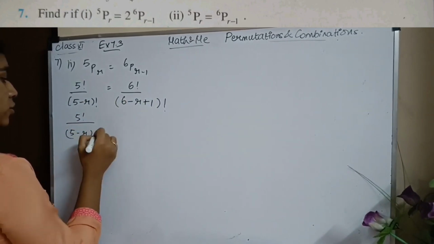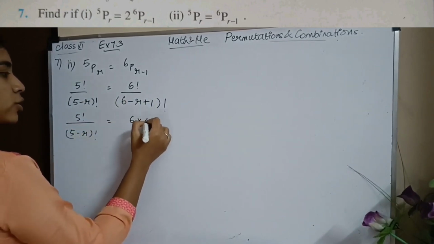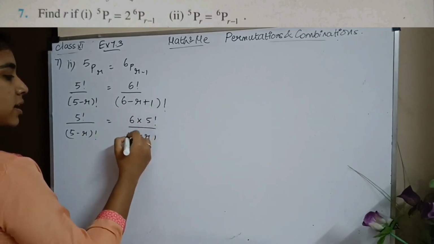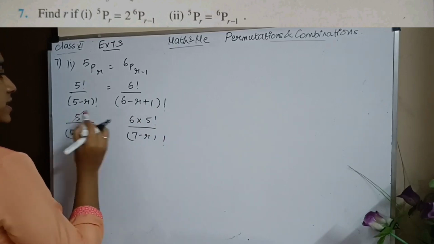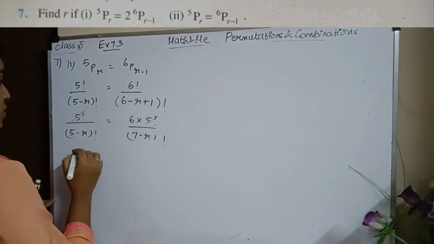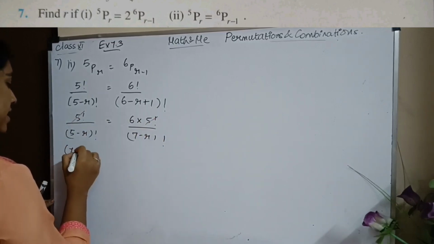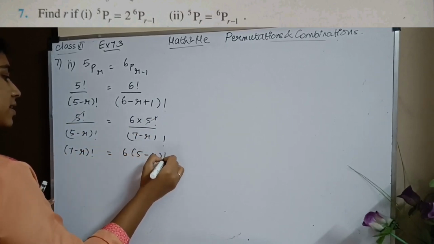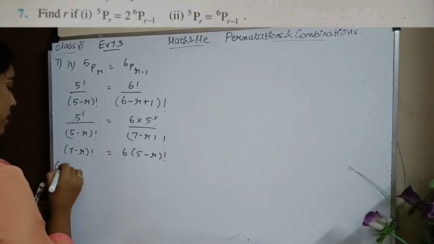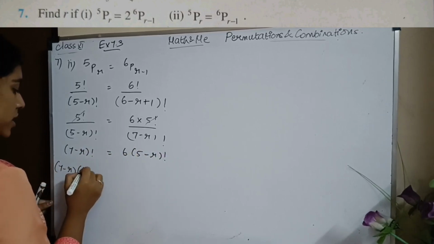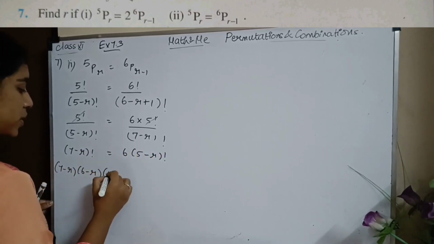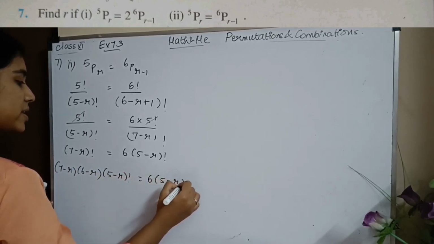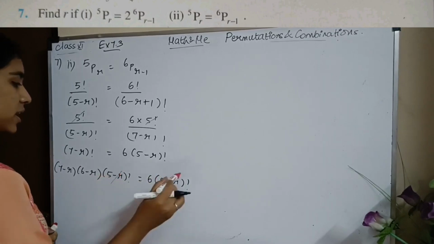So 5 factorial divided by (5 minus r) the whole factorial equals 6 into 5 factorial divided by (7 minus r) the whole factorial. This and this will get cancelled, so I cross multiply: (7 minus r) factorial equals 6 into (5 minus r) factorial. (7 minus r) factorial can be written as (7 minus r) times (6 minus r) times (5 minus r) factorial equals 6 into (5 minus r) factorial, so this will get cancelled.